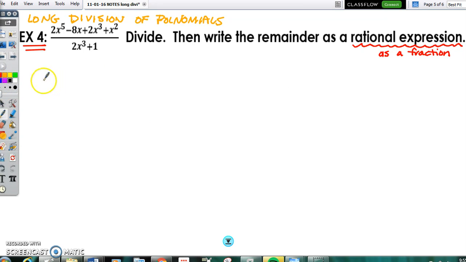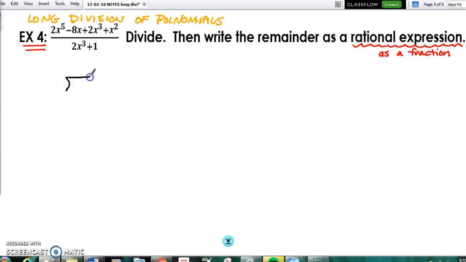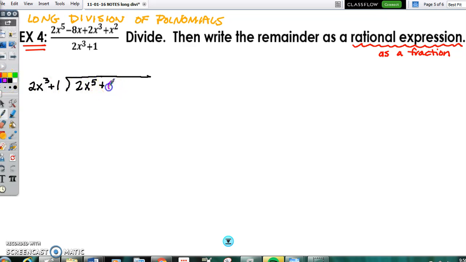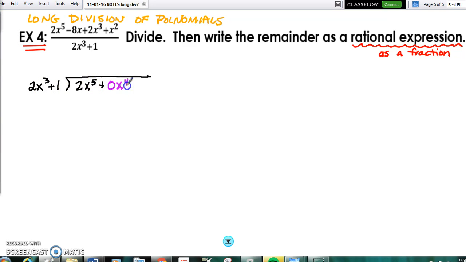So here we go. What goes outside the symbol? What we're dividing by. 2x cubed plus 1. What goes inside? What we're dividing from in the right order. And if there's anything missing on the exponent, we need to put a 0 and hold its place. So what's the highest one up here? 2x to the 5th. Now x to the 4th should be next. There is not one. So I must put in a 0, x to the 4th to hold its place.